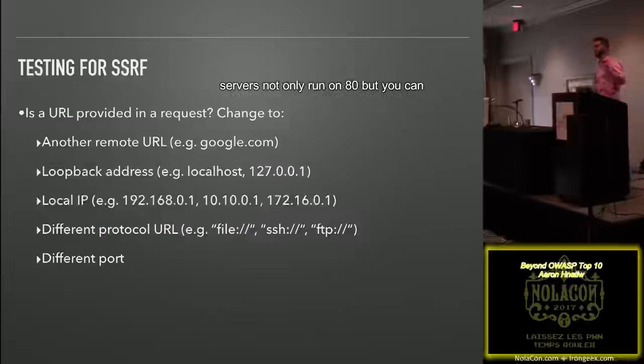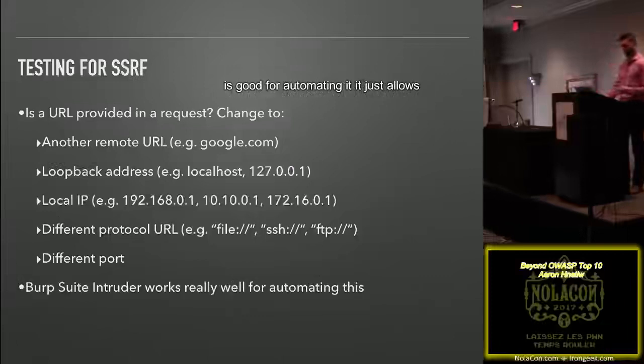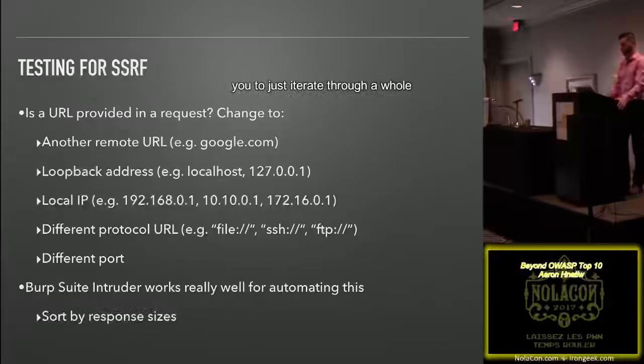Try a different port. As I mentioned before, a lot of web servers not only run on 80, but you can try 443 obviously for HTTPS. Try 8080, very common, or 8000. A lot of developers either test on those, or they have other web services running on them that may not be publicly exposed. So try using that as well. Burp Suite Intruder is good for automating it. It allows you to iterate through a whole bunch of these things. All the things that I've mentioned to change the URL to, you can automate through a word list with Burp Suite Intruder. And then sort by response size, because the smaller ones are usually going to be no response back.